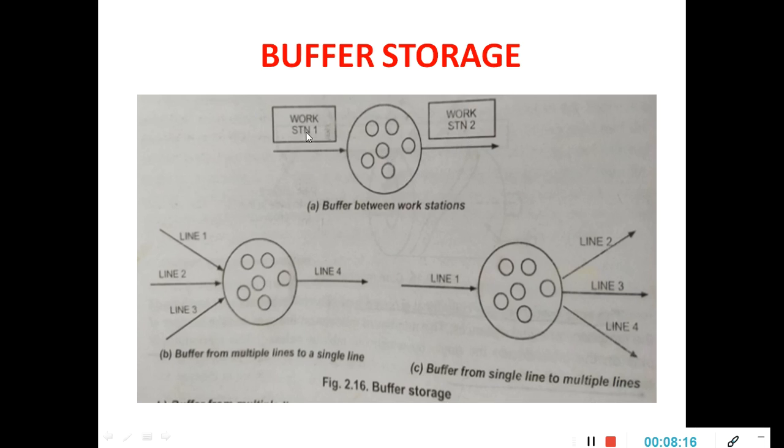Got the idea? If workstation 1 breaks down, the parts which are stored in the buffer storage are transferred to workstation 2, and there is no stoppage in the automated flow line until workstation 1 is repaired. The parts which are stored in this buffer storage are going to be fed into workstation number 2. That is the buffer between workstations.